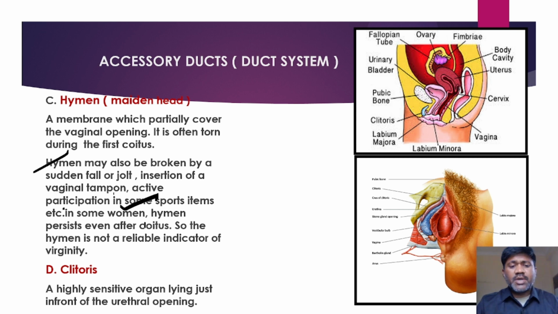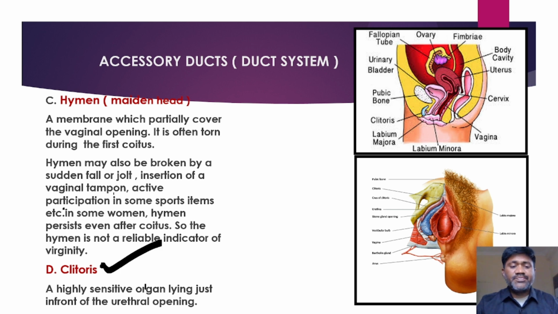But in some women, hymen persists even after coitus also. So the hymen is not a reliable indicator for virginity. Generally some people may feel that hymen is the indicator for virginity, but this is not a reliable indicator. In some women, even after coitus it persists. That we have to remember.